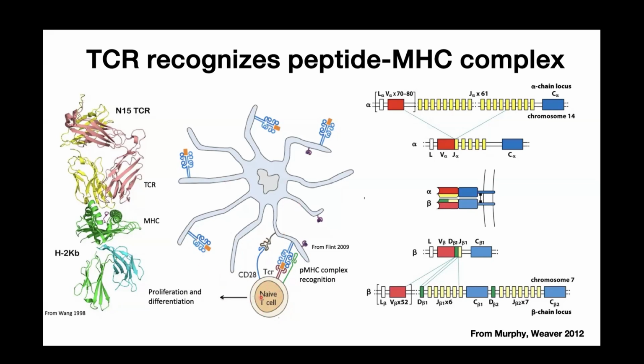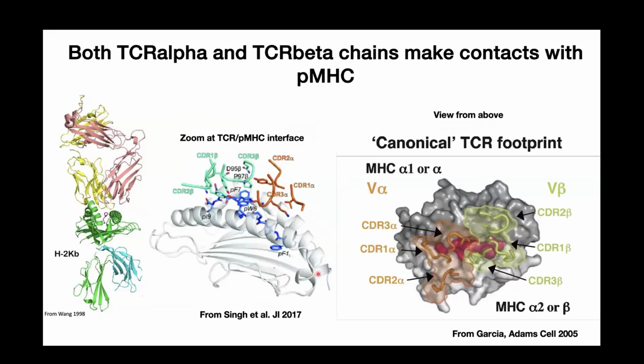And this is a textbook picture. We will need some additional facts. One fact, from structural studies, is that we know both TCR alpha and TCR beta chains make contacts with peptide MHC. This is from one of Chris Garcia's reviews. You look at the pMHC complex from above, and you see this is a footprint of V beta, this is a footprint of V alpha. Both of them make contacts with this peptide here. And this is the same interface as here, but from the side.